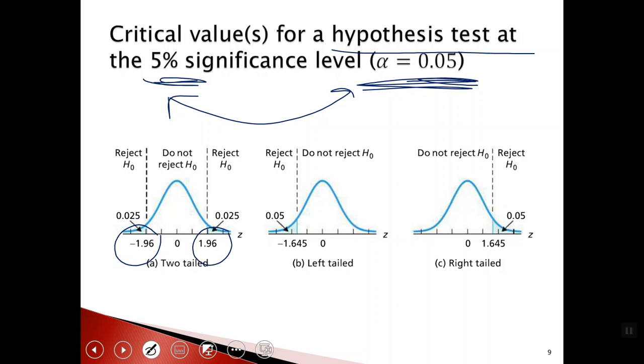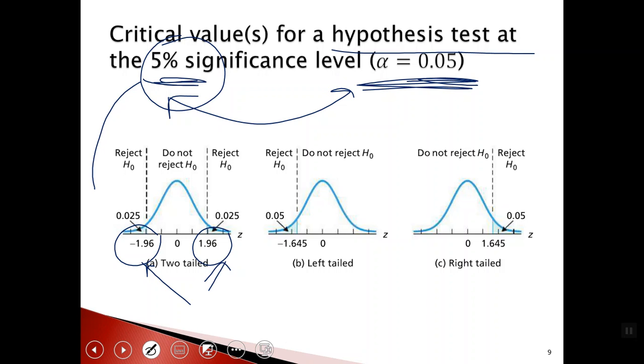So in the two-tail test, this is the critical value, not just one value. There are two values, based on this significance level. Why? Because this is a two-tail test. Clear?